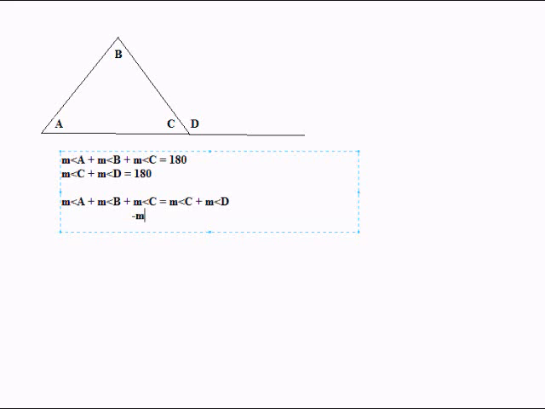So what if we took, since it's on both sides of the equation, the measure of angle C away from both sides? And then what we're left with is this statement. The measure of angle A plus the measure of angle B must equal, therefore, the measure of angle D.